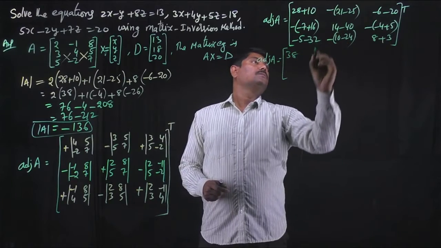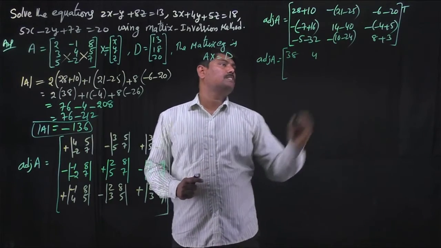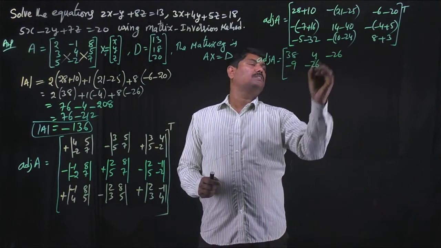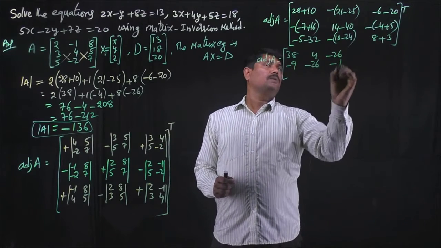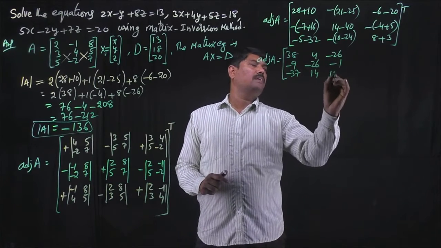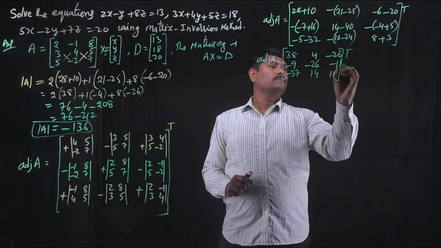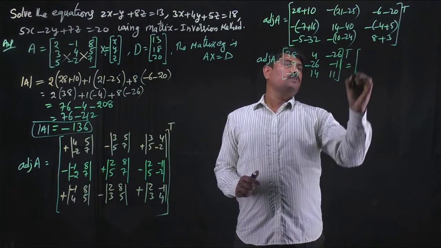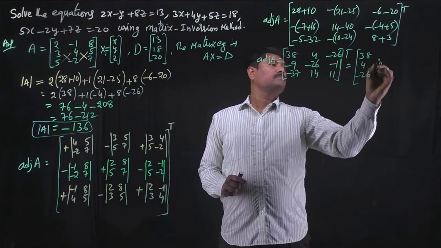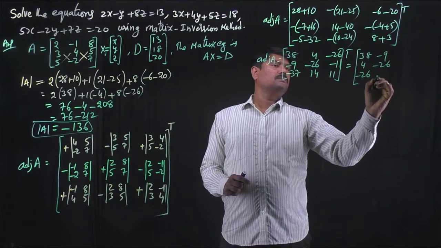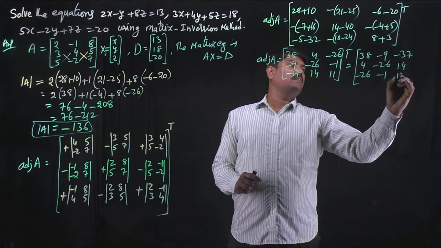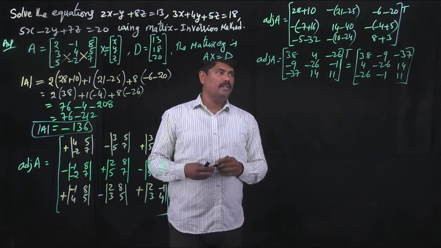38, 4, minus of minus 4, that is minus 26, minus 9, minus 26, 14 minus 40, minus 1, minus 37, 14, minus of minus 14, this is 11. Now take the transpose. So transposing, the final adjoint A matrix is 38, 4, minus 26, minus 9, minus 26, minus 1, minus 37, 14, 11. This is the final adjoint A matrix.